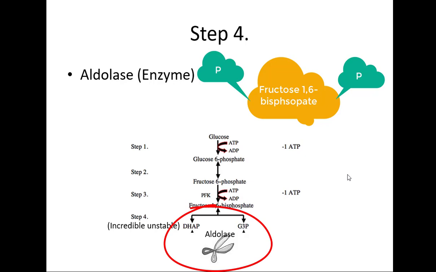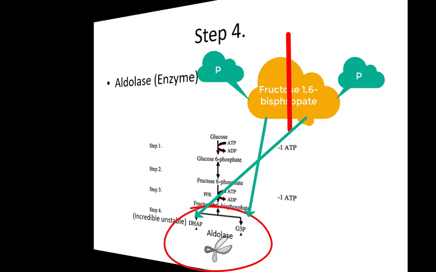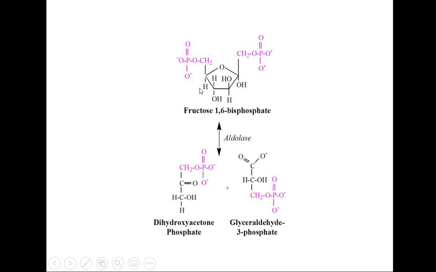This aldolase cuts this 6 carbon molecule. So if we cut the 6 carbon molecule, it means right now we have a 3 carbon molecule and a 3 carbon molecule. Does it make sense? So this is fructose 1,6-bisphosphate, but using aldolase we cut it.